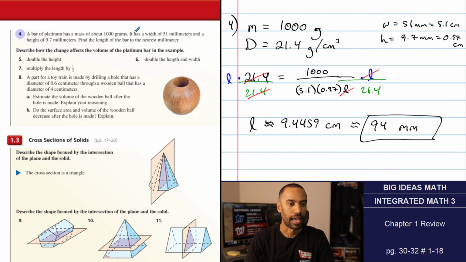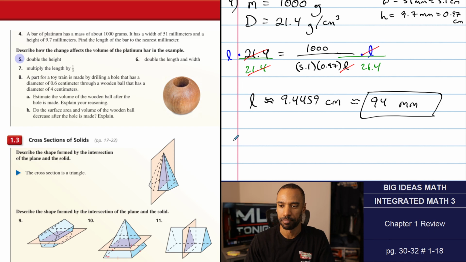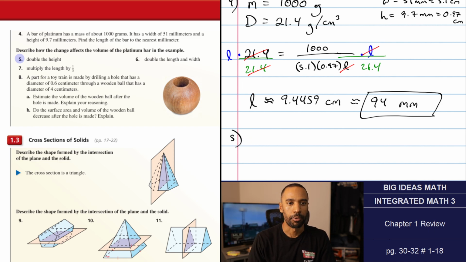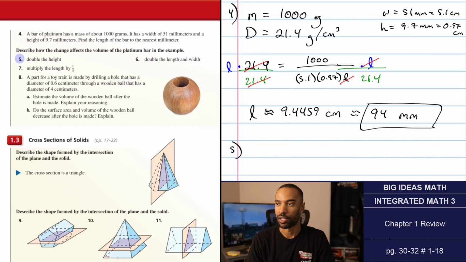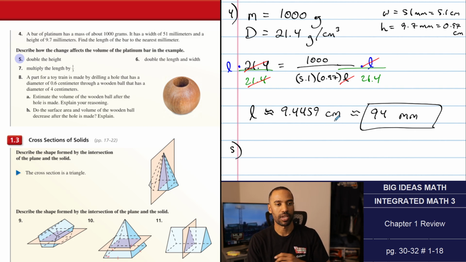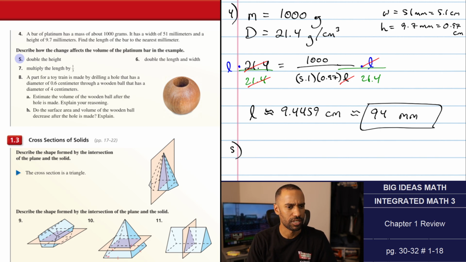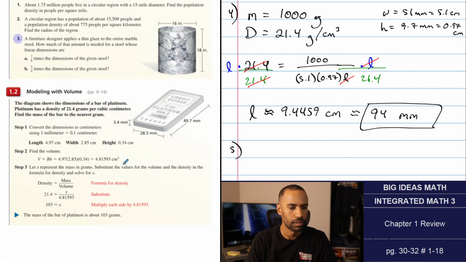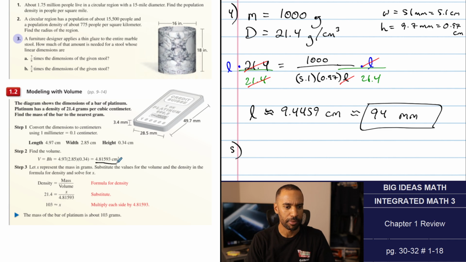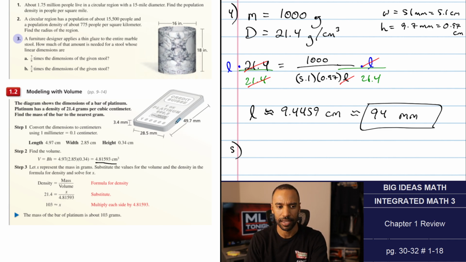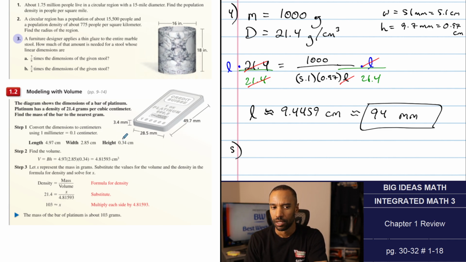Okay, let's jump to number 5. Let's see, 5, 6, and 7. Describe how the change affects the volume of the platinum bar in the example. So we're still back to the same platinum bar. Doubling the height. Affecting volume. So volume is length times width times height. What if we just double the height? How does the volume change? Did they give us volume? They gave us volume in terms of cubic centimeters. If you're fine, we can work off that.